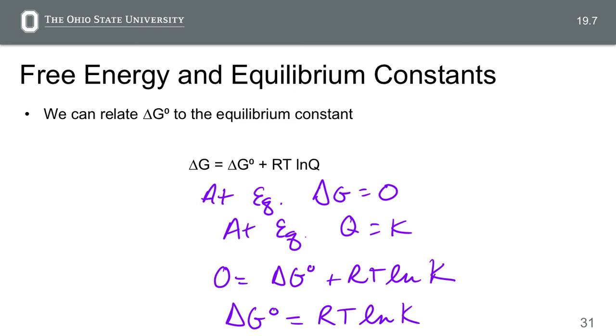This value of K can be any of the K's that we've seen, KA, KSP, what else have we seen? KC, KB, all of those. It's an equilibrium constant. Yes, I forgot a negative sign. We usually put it on the right-hand side. Sorry, so delta G naught equals minus RT natural log of K. Thank you.